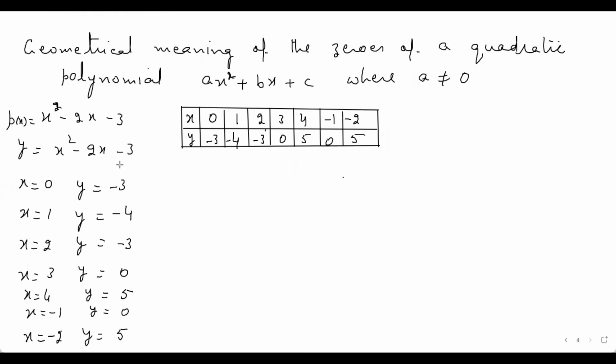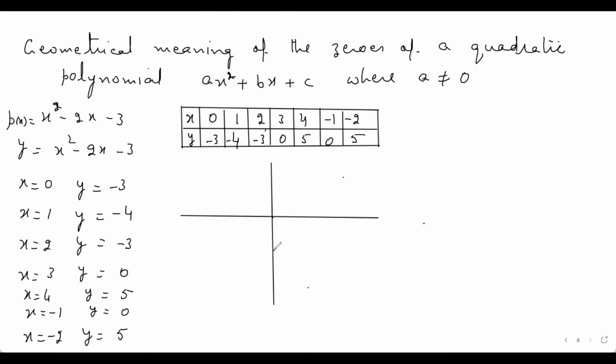Now I'm going to draw the graph of this quadratic polynomial. I have taken a few values here and you all know how to take the values. So I have written the values in this chart. I'm going to draw a rough sketch of these points. The graph of this quadratic polynomial is a parabola.